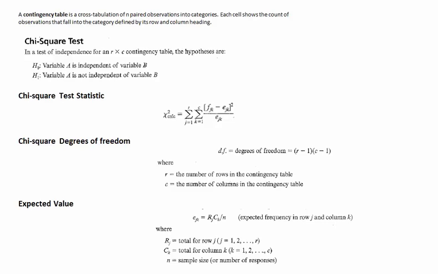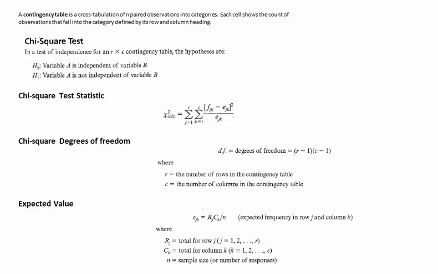Our test statistic for chi-squared is the sum of all of the observed values minus the expected values squared divided by the expected value. And our degrees of freedom are r minus 1 times c minus 1, where r is the number of rows in the contingency table, and c is the number of columns. Our expected value for each cell is E subscript jk equal to rj times ck divided by n, which is the row total times the column total divided by n, the total number of observations.